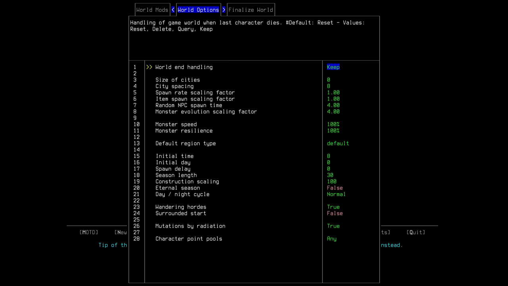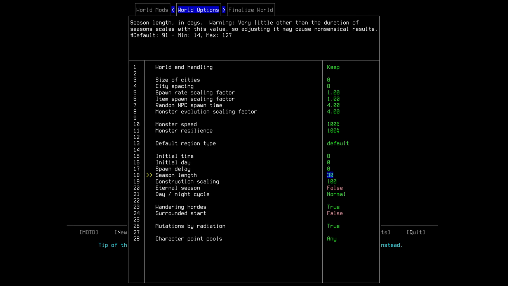Over in the world options, we can see how things are a little bit different here. Really, not that much has changed. The size of cities is down to 0 though. So, no cities whatsoever. At least, that's the plan. Things don't always go according to plan, but that's what we're aiming for here, an untouched wilderness. Everything else is effectively untouched here, as we can kind of go down along.